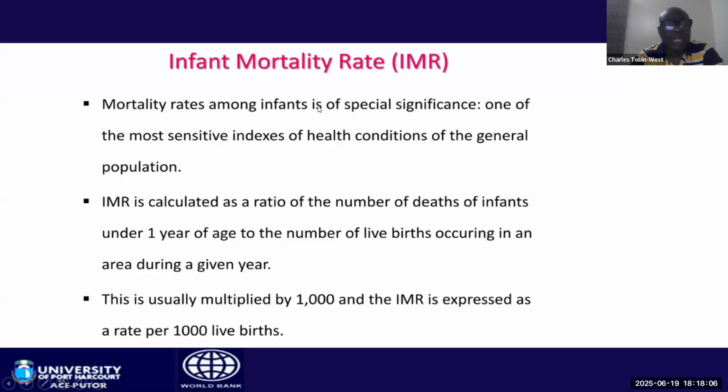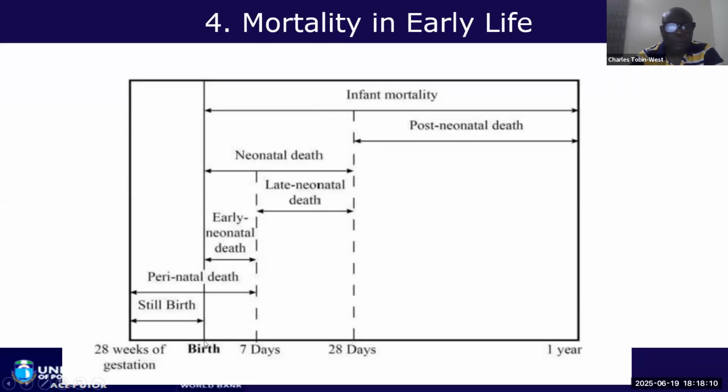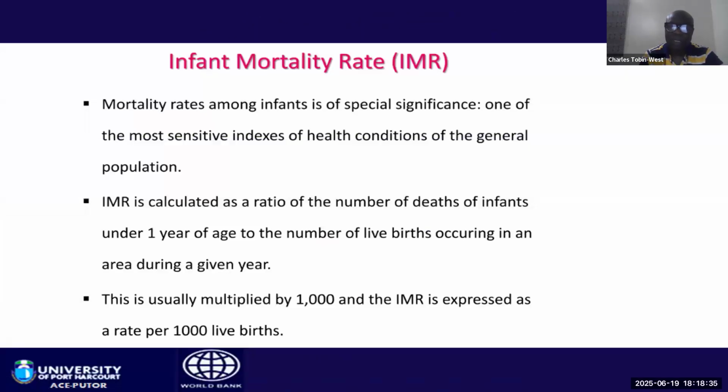So look at infant mortality rate: mortality among infants. Who is an infant? From the time of birth to when the person is 1 year is an infant. Many times we just mention this without knowing the details. Who is a neonate? A neonate is somebody from the day of birth to 1 month. So infant mortality and neonatal mortality are important for us in public health. The clinicians can look at the rest. Infant mortality rate is of special significance, one of the most sensitive indices of health conditions of the general population. It is one of the measures we use to tell about the health conditions of a country.